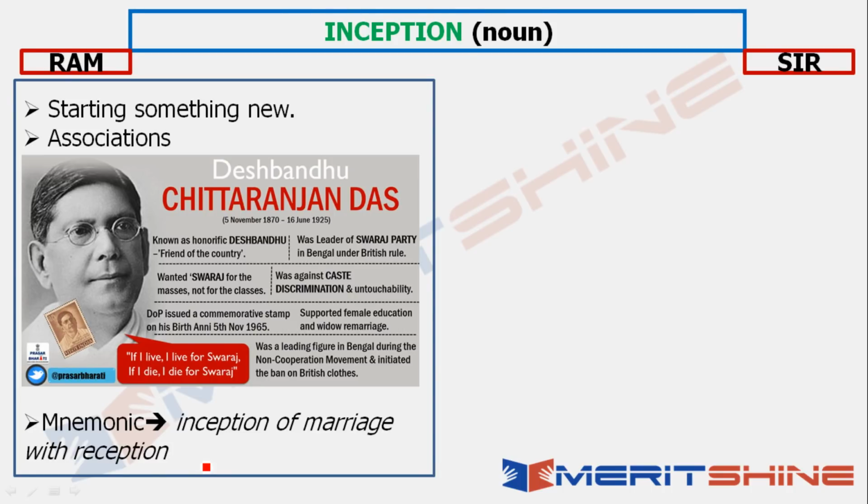A lot of things have been written in the Prasar Bharati banner that I have used here for his picture, for his image. Known by the honorific Deshbandhu, meaning friend of the country, he was the founder of the Swaraj Party, was against caste discrimination and untouchability, and supported female education and widow remarriage. He was a leading figure in the non-cooperation movement. One of his famous quotes: "If I live, I live for Swaraj. If I die, I die for Swaraj."